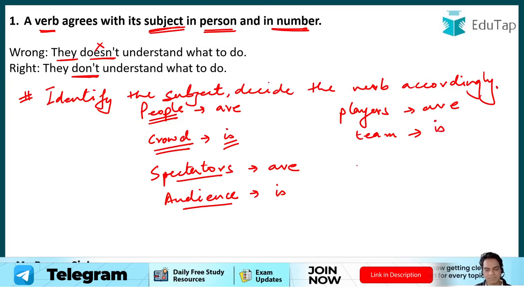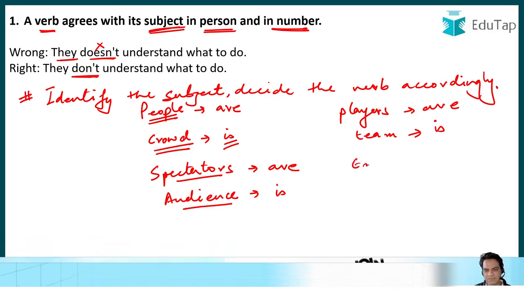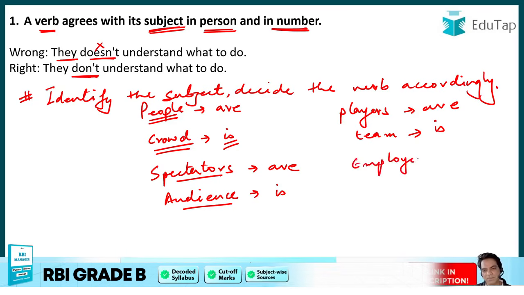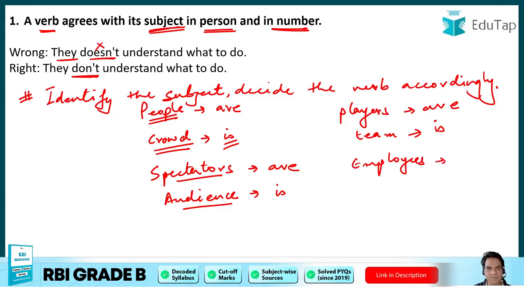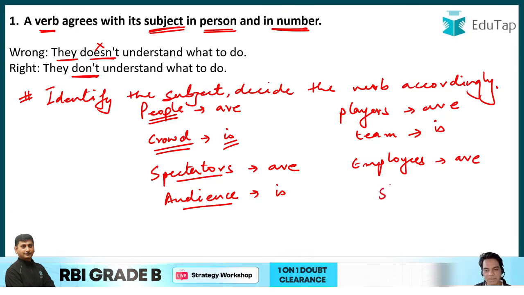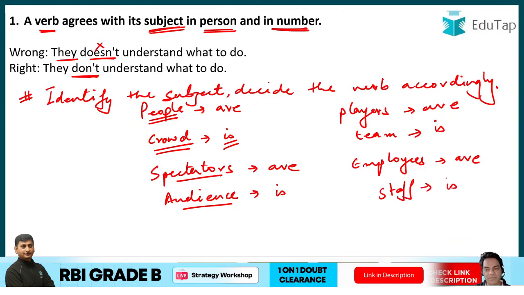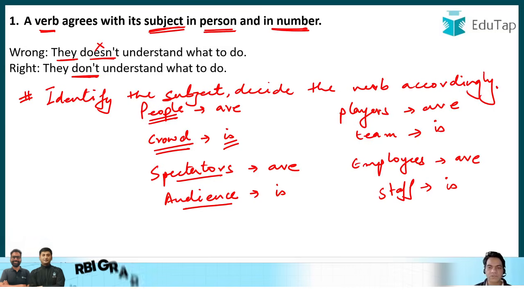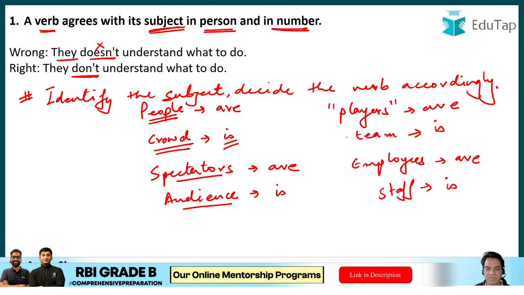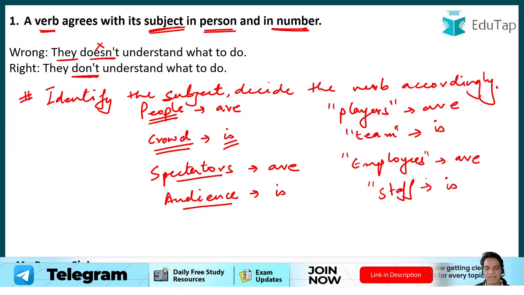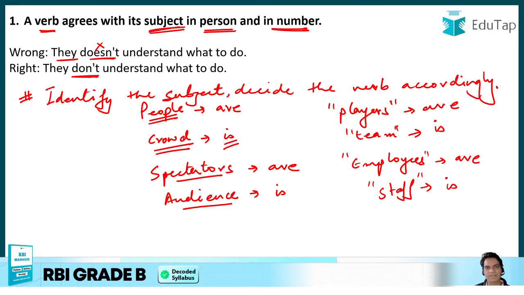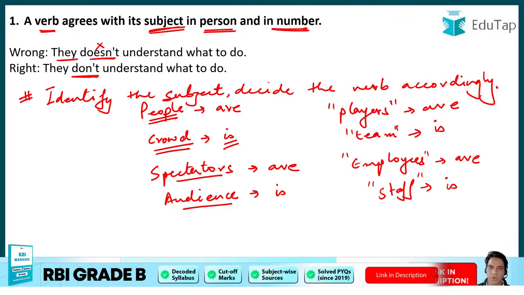Now for example, employees. Now employees is a plural word. There are multiple employees in a company, so employees are. But if I constitute all the employees into staff, now the staff is a collective noun, it's a singular word, it will take a singular verb. So you need to decide the verb according to the word, according to the subject of the sentence, right? So the first rule, as I told you earlier, the subject will decide the verb in a sentence. That's rule number one. Got it?